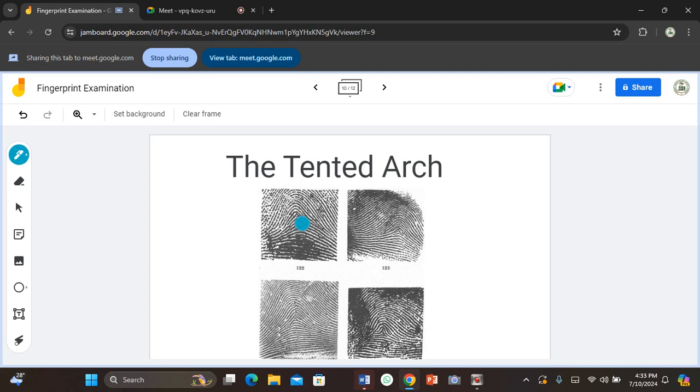So there are about three types of tented arches. We have the type in which the ridges at the center form a definite angle, like 90 degrees or less. The ridge at the center just stands straight, almost straight, at 90 degrees or less angle at the center.